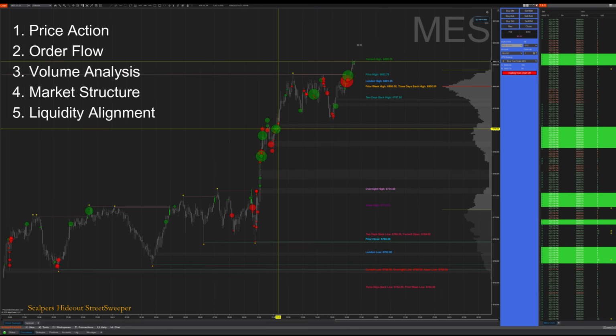The next portion of this that we're going to look at is the major market structure portion.